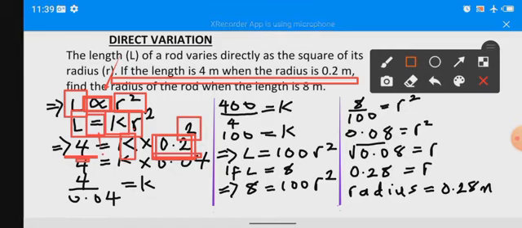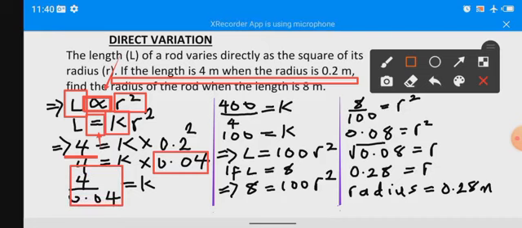You get it? Now when you do that, 0.2 squared will give you 0.04. Now you make K the subject of the formula. When you do that, 4 over 0.04 is equal to K. We have made K the subject of the formula.